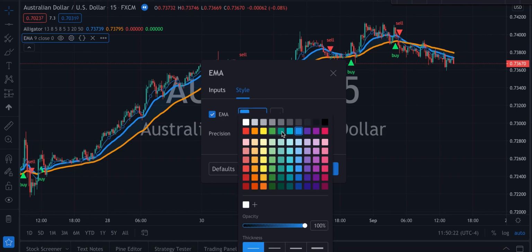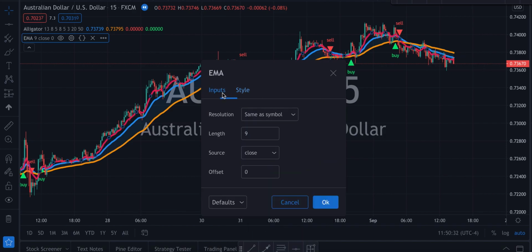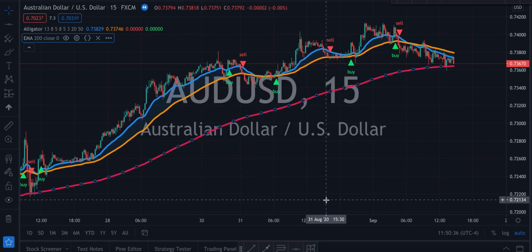You're going to make this a purple, or actually let's just make it a violet. And then you're going to go here, go to inputs. We're going to do 200. So I'm going to tell you what all this stuff means.